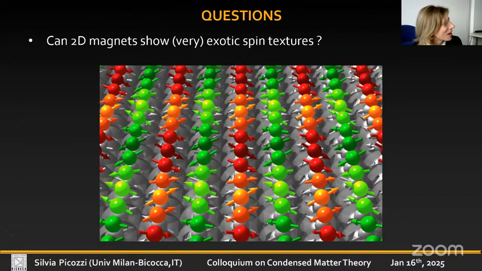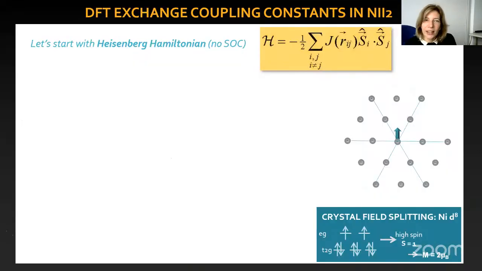So the question I wanted to ask is whether we can have 2D magnets that show exotic spin texture. This is not obvious, right? Because the field is new, and was new when we started. So the first thing we wanted to check is whether we can have non-collinear or non-coplanar spin texture.